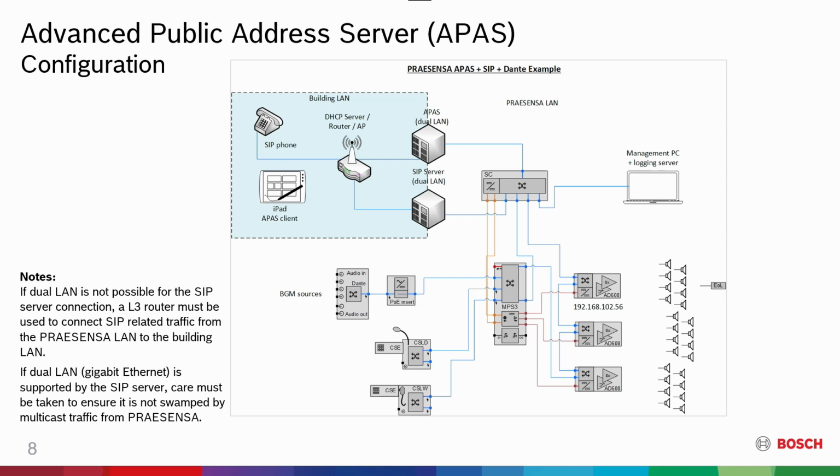Here's a diagram of our network. So you can see the blue area is our building LAN connected to our other devices. So notice we've also got a SIP server on here. We're not going to discuss this in this session, but we'll discuss that in a later video. We've got our APAS server sitting on both networks, and we've got, on the left-hand side, our Wi-Fi connected to our iPad. On the right side, we have our PRAESENSA LAN, and we can see the devices connected to that.